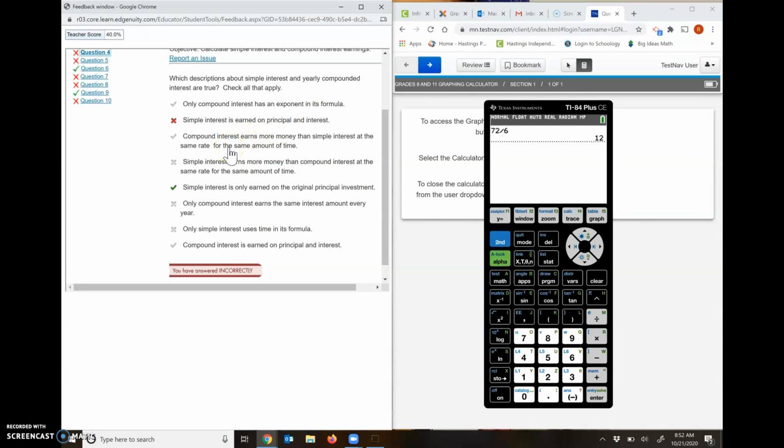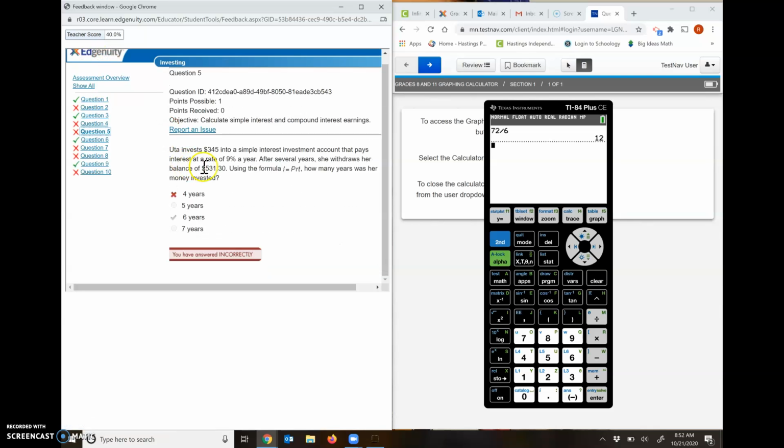This is why this one's right. Compound interest earns more money than simple interest, like I said, because you're getting money on your interest. Simple interest is only earned on the original amount. Like I said, it's only going to be that $500. And like I said, for the last one, compound interest is earned on the principal amount, so what you start with, plus your interest.